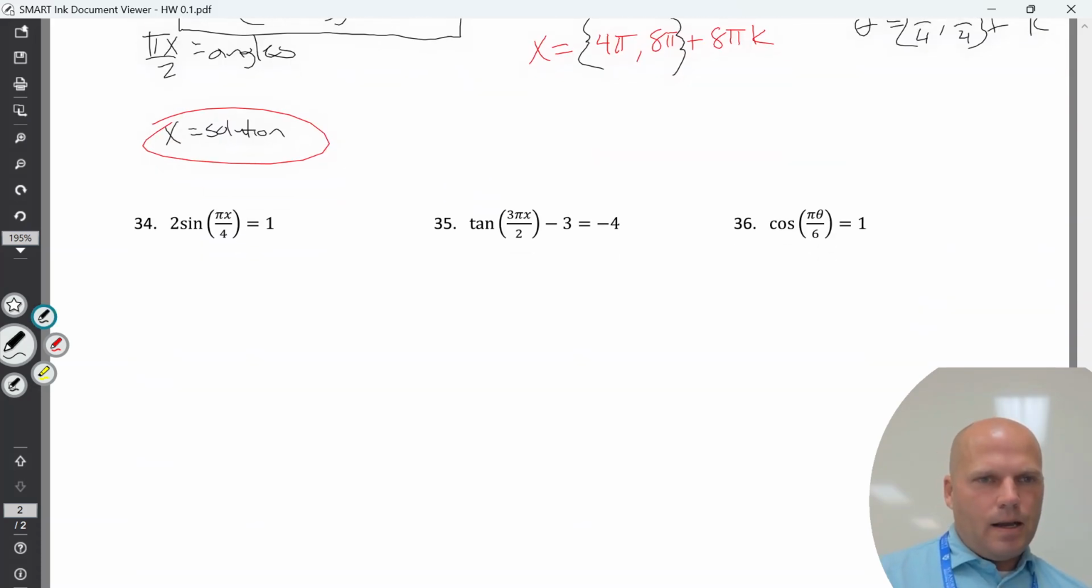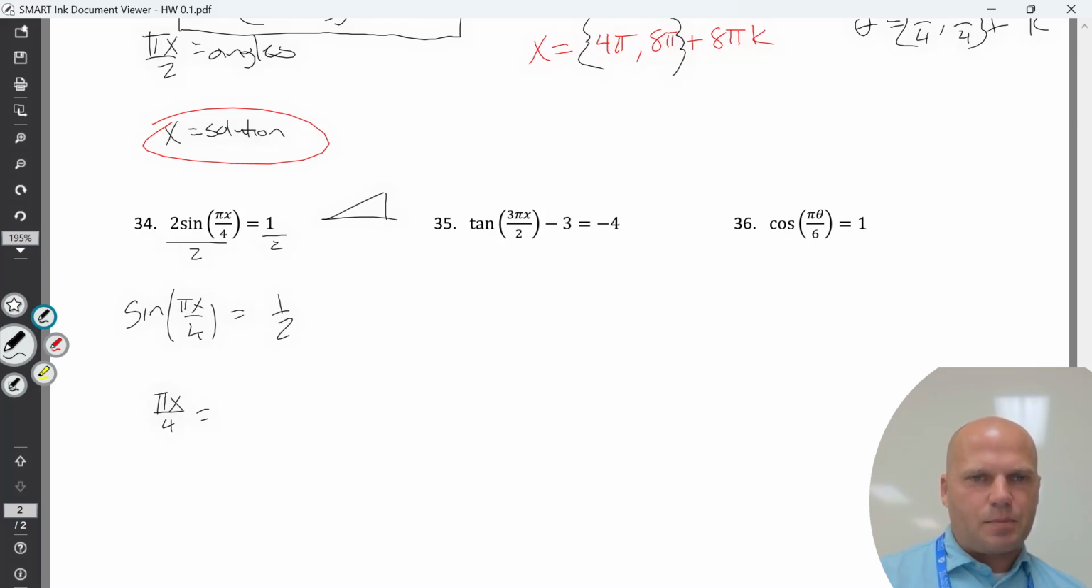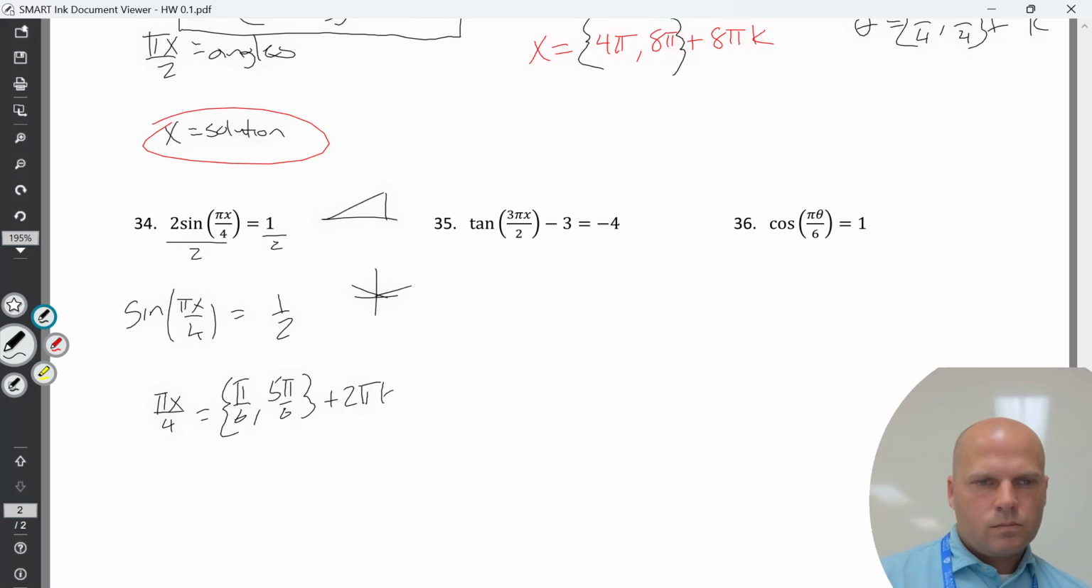All right, a couple more. Just be careful. Sometimes you might have to do a couple extra steps to isolate the trig function before jumping into the solving. Here are my angles. My angles are pi x over 4. My angles of sine have to equal a half. I'm going to go to my pi over 6. I want my pi over 6 where sine is positive, so that's the pi over 6 here and the pi over 6 here. So I have 1 pi over 6, I have 5 pi over 6, and I have all coterminal angles.